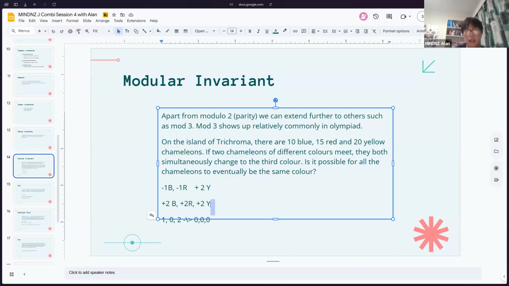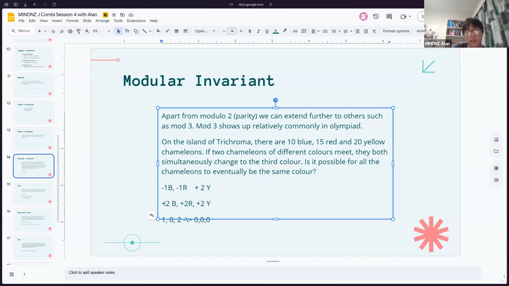Which means that the relationship of these 3 will stay the same, like the distance apart modulo 3. So initially we have 1, 0, 2 modulo 3, right? 10 is 1, 15 is 0, and 20 is 2 modulo 3. And then we want to get to all chameleons being the same color, which is 45 of one color and 0 of the rest. And we know 45 is 15 times 3, right? 15 times 3 must be 0 mod 3 because it's a direct multiple of 3. And 0 is equal to 0 mod 3.